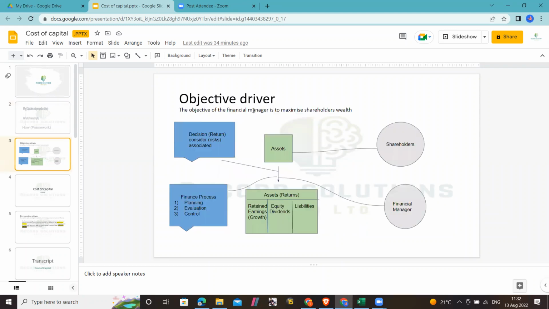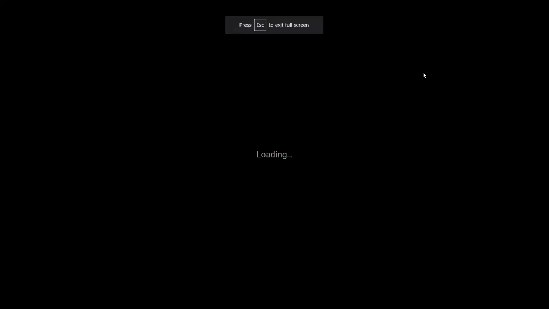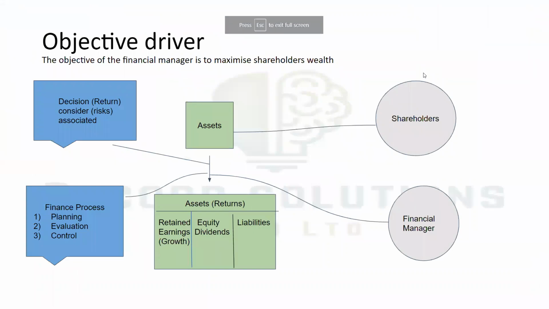Firstly, we have our objective driver. What is this objective driver? It's basically what is finance. The objective of the financial manager is to maximize shareholders' wealth. That's what we know. It's very important to understand this and why I'm stating it now. So what does this mean?